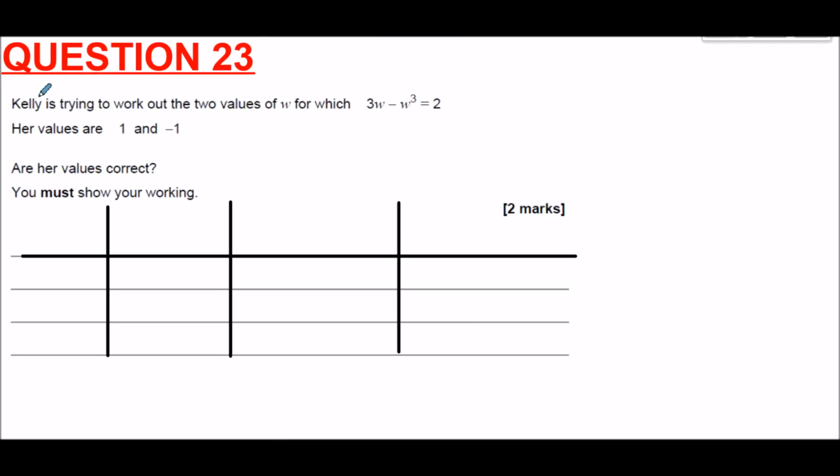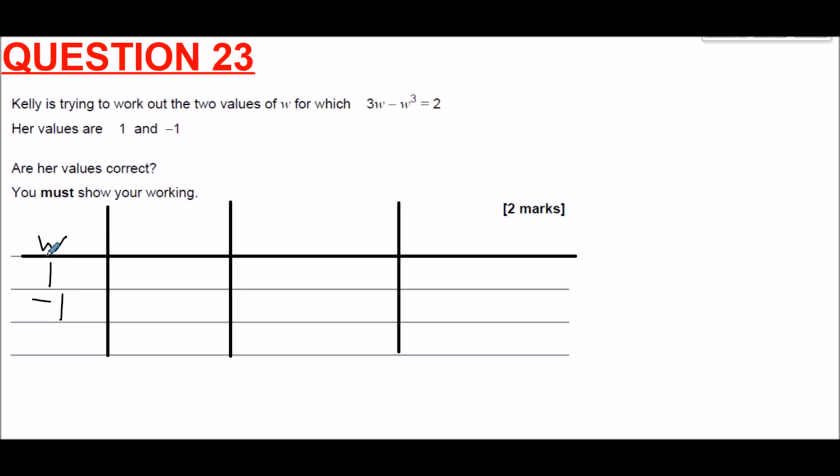Question 23. Kelly's trying to work out the 2 values of W for which 3W minus W cubed equals 2. Her values are 1 and minus 1. Are her values correct? You must show your working. So for this question, I'd suggest doing a table and just being systematic. So write down what W is, what Kelly's picking. So she's saying it's 1 and minus 1.